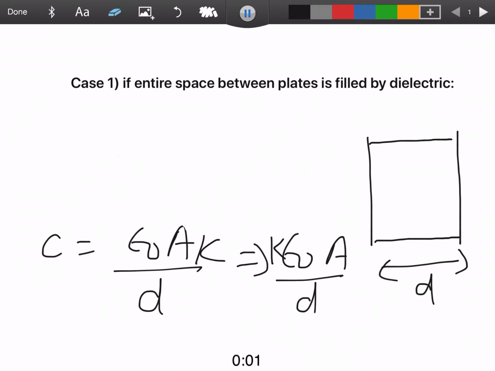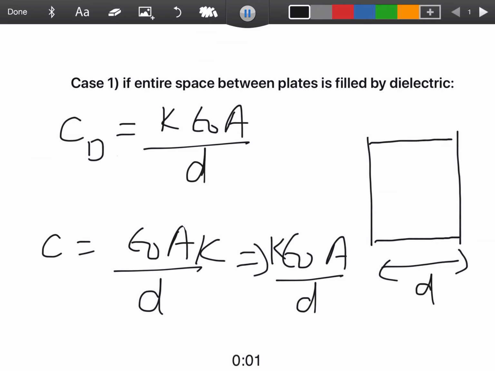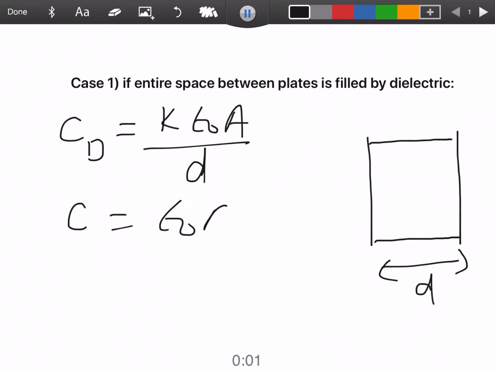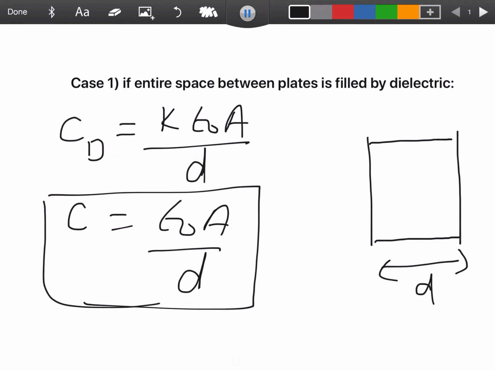So capacitance of parallel plate capacitor when dielectric is placed is equal to K epsilon naught A by D. Now if you look back, we proved that capacitance of parallel plate capacitor is equal to epsilon naught A by D when nothing was kept in between the two plates. But now what we got is epsilon naught A by D into K.